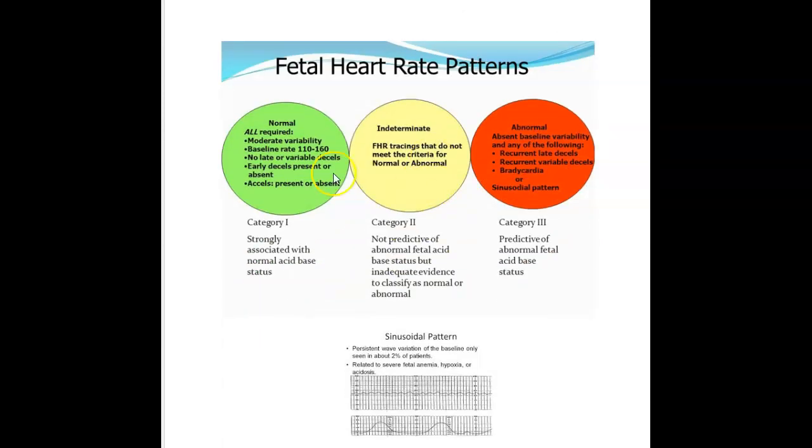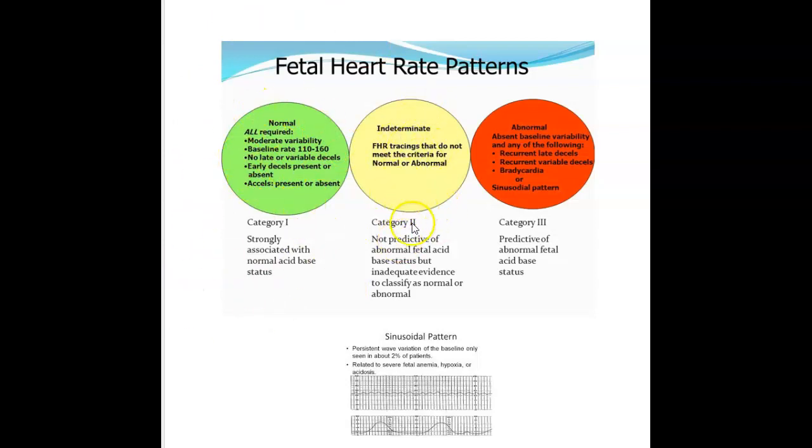You guys will many times see on the NCLEX category 1 tracing, category 2 tracing, and category 3. Category 1 is good. Everything is great. Moderate variability, we know that the heart and brain are working. The baseline is 110 to 160. There's no late or variable decels. And early decels can be present, which is fine. And accelerations, which are really good, are there. So it's related to normal, natural, good acid-base balance.